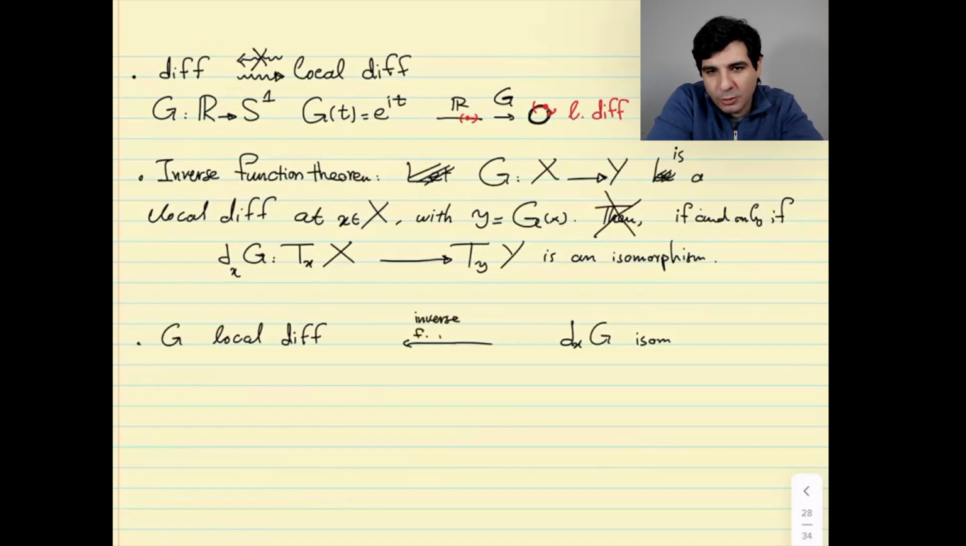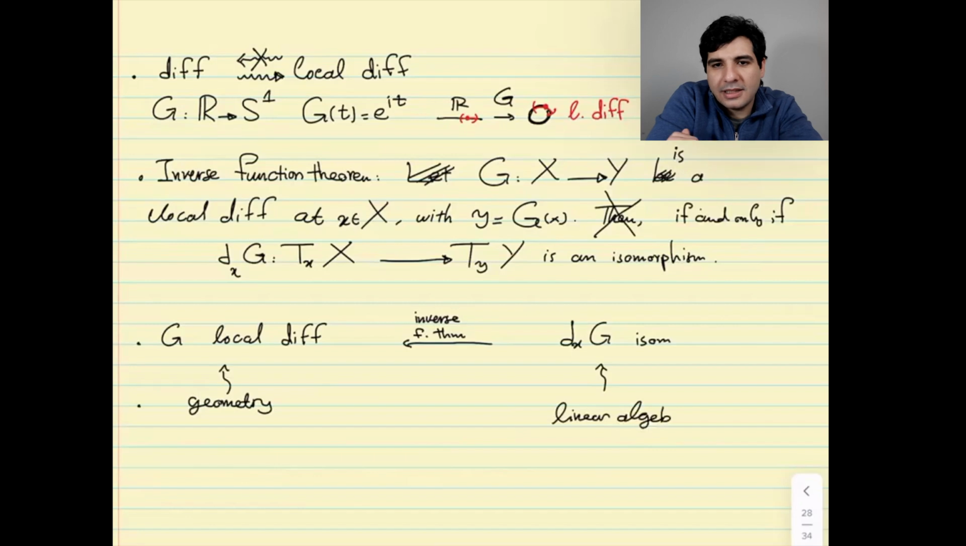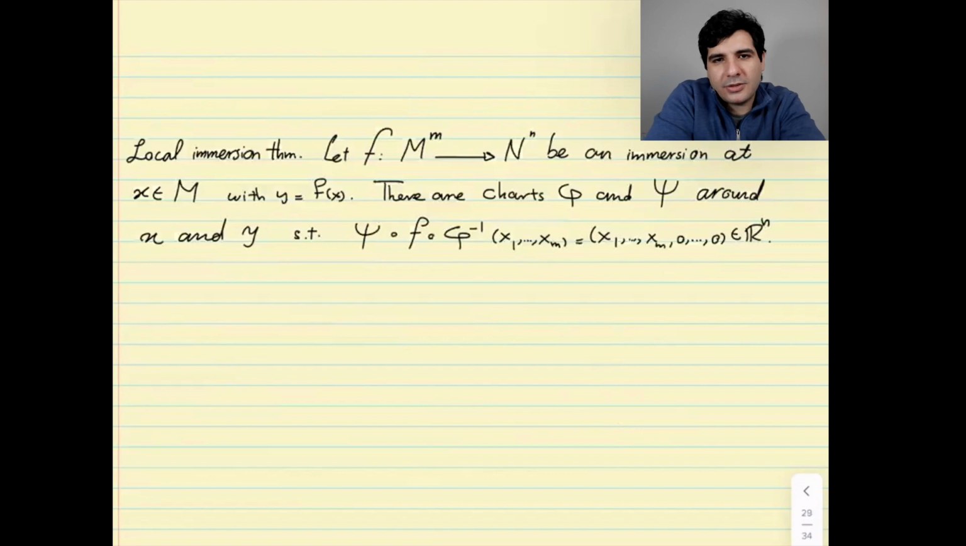This is actually quite a strong theorem, because deciding if G is a local diffeomorphism or not at some region or at some point is a complicated geometry question. But checking if the derivative as a linear map is a linear isomorphism or not is a linear algebra question. You can just look at the matrix, take the determinant to see if it's zero or not. So the inverse function theorem is reducing a geometric problem to a linear algebra one.